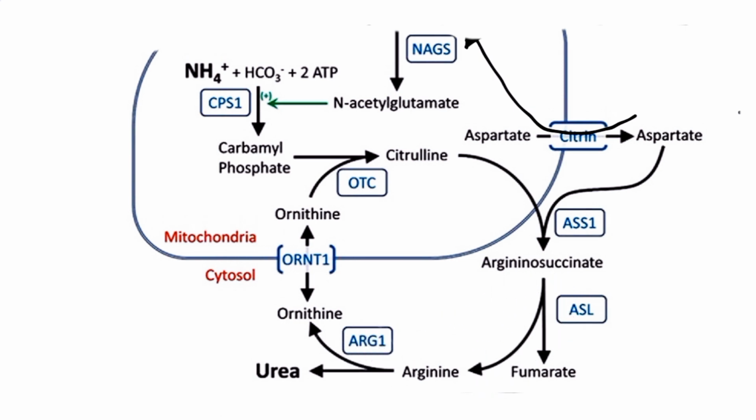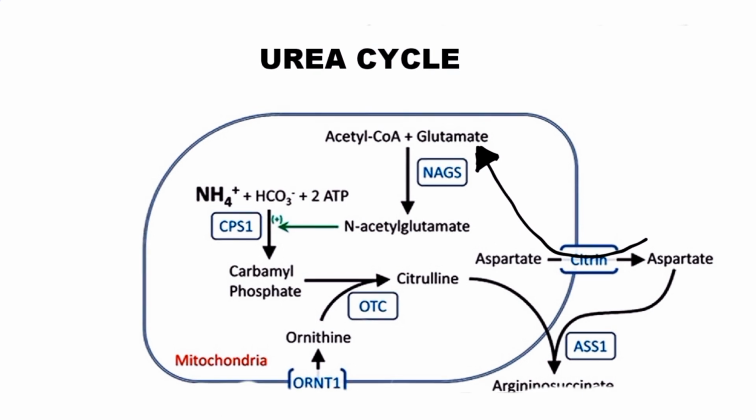Now, let us see what's involved in the urea cycle. What are the steps that are involved? In the first step, we have got our ammonium, and then we have got bicarbonate and 2 ATP. So in the first step, we're using ammonium, bicarbonate, and 2 ATP.